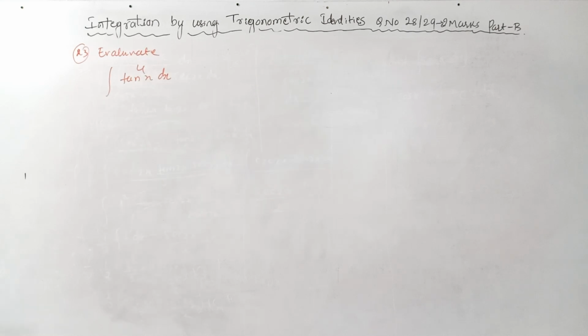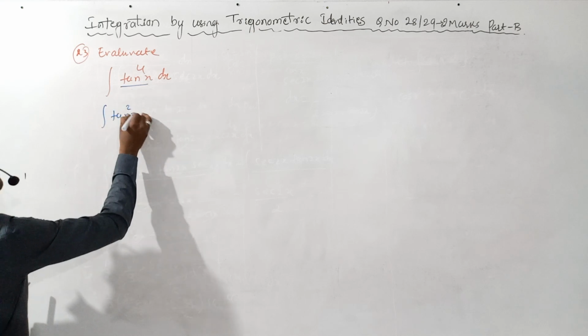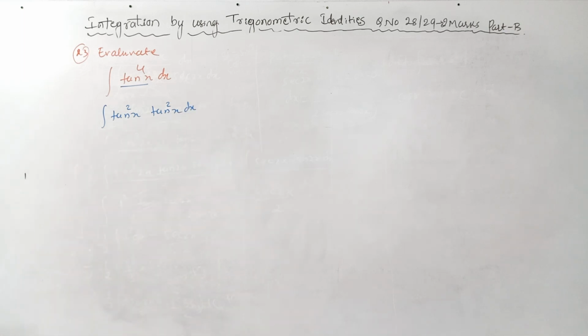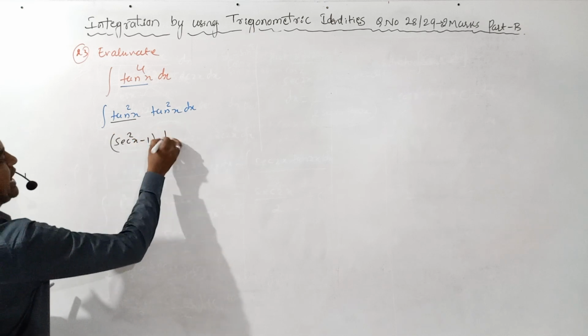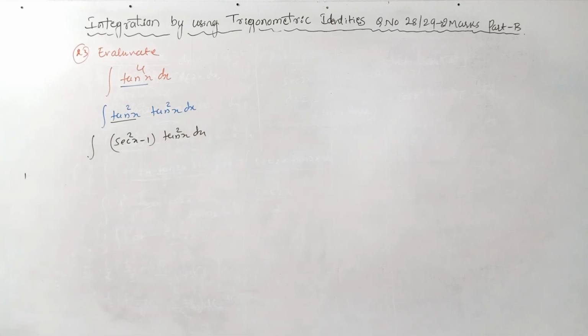Next, integration of tan raised to 4x. Tan raised to 4 x can be written as tan square x into tan square x dx. After this, write one term as sec square x minus 1, and the other tan square x as it is. Sec square x minus 1 you have to write, then after that multiply with your tan square x.